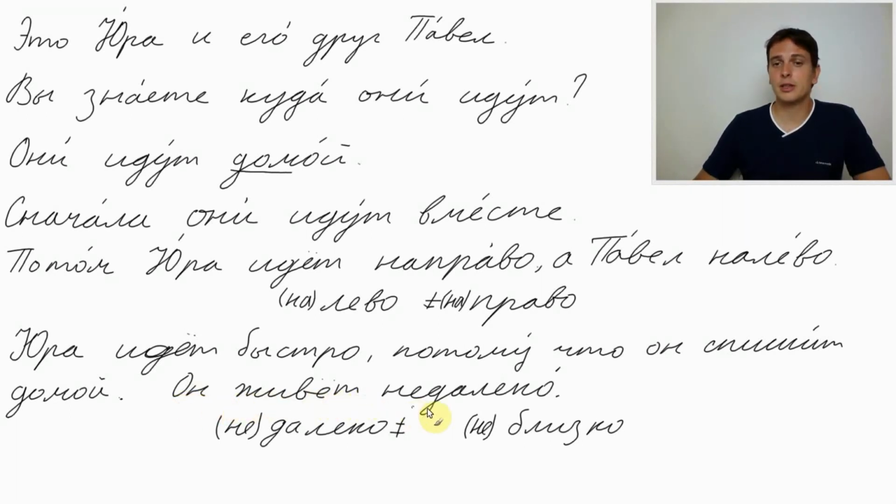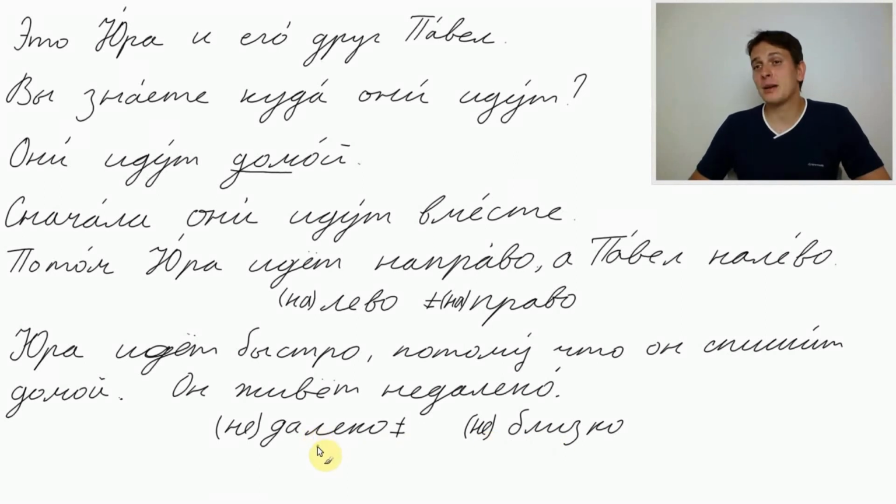Он живет недалеко. He lives not far. Недалеко. Do you remember how to say far and close? Far was далеко, and close was близко. And we learned two new words, недалеко and не близко. Not far and not close.